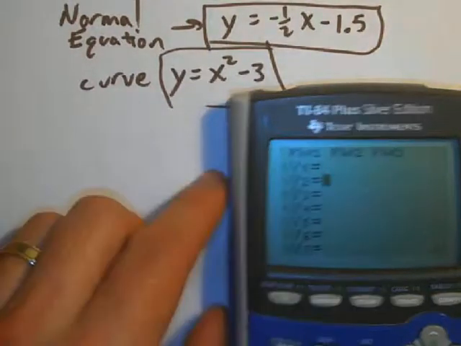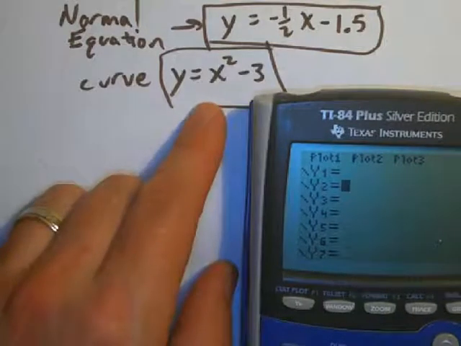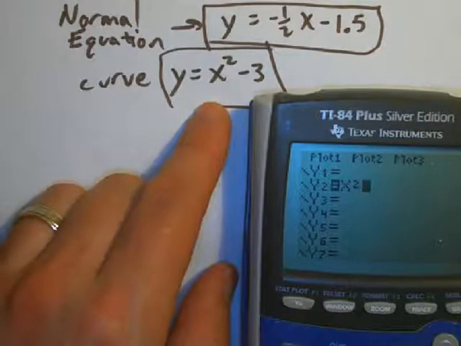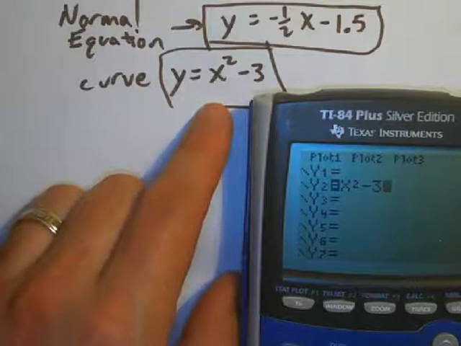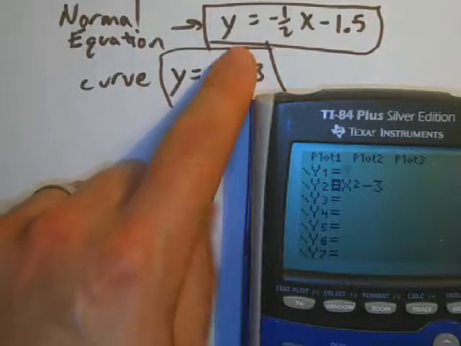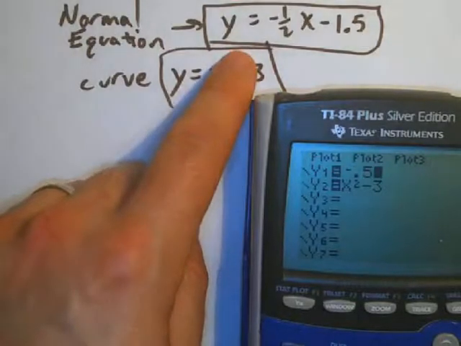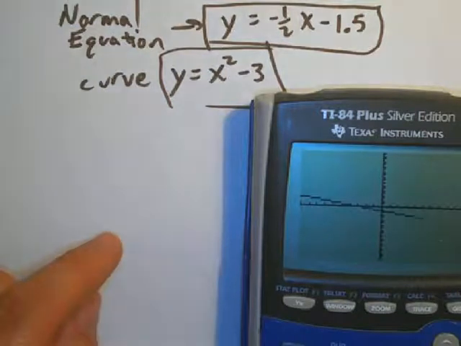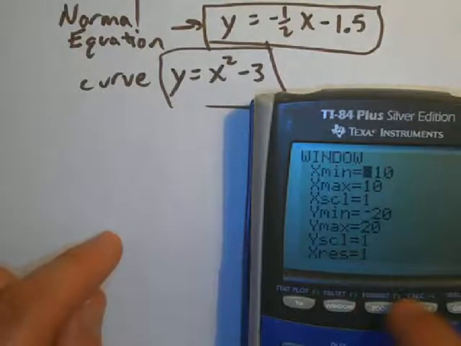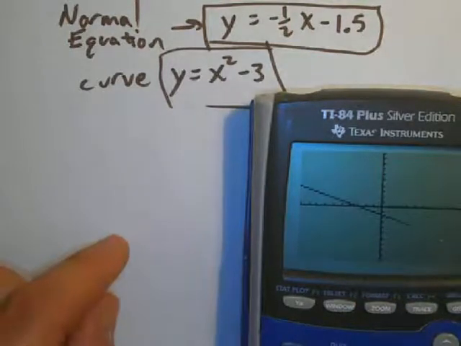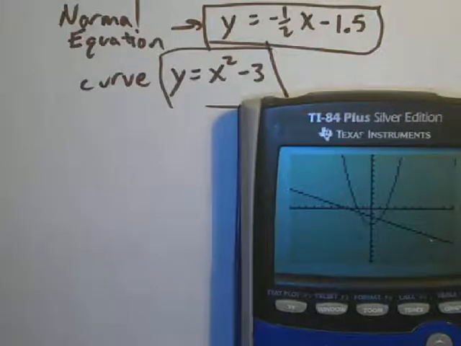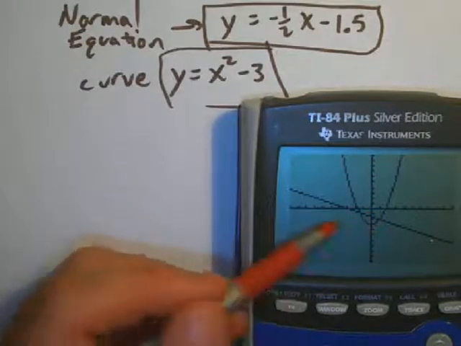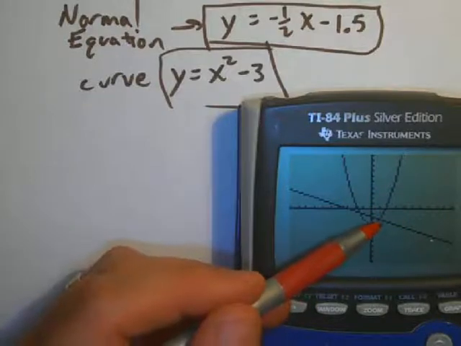All right. X squared minus 3. Okay, and then the other one is negative 1/2, I'm going to write 0.5 x minus 1.5, and we're going to graph both of those. Okay, I'm going to change the window just so it looks zoom 6. Okay. So if the scale on here was the same on the x, this is my normal right there.